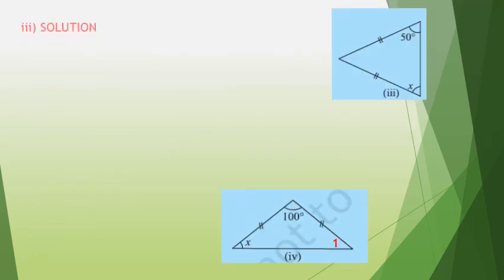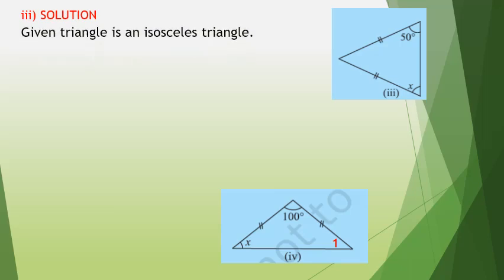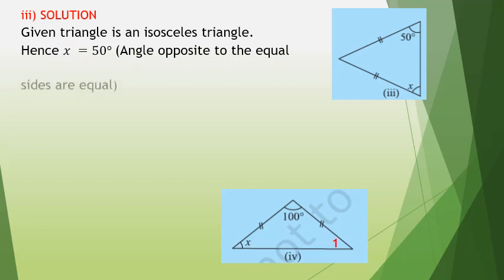Our next question, question number 3. Look at the figure carefully. Isosceles triangle and the two angles given are angles opposite to equal sides, hence they are equal in measure. Hence angle x equal to 50 degree.